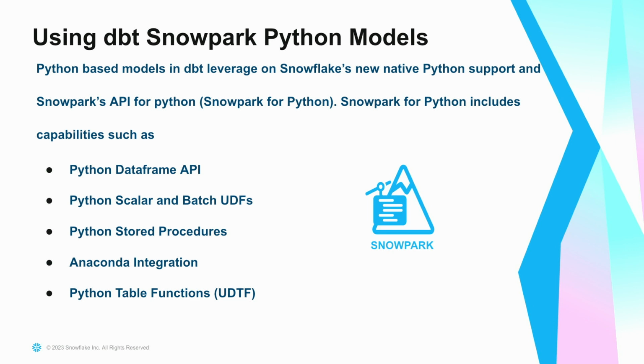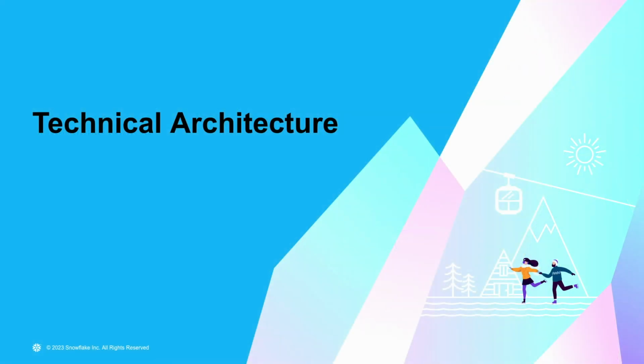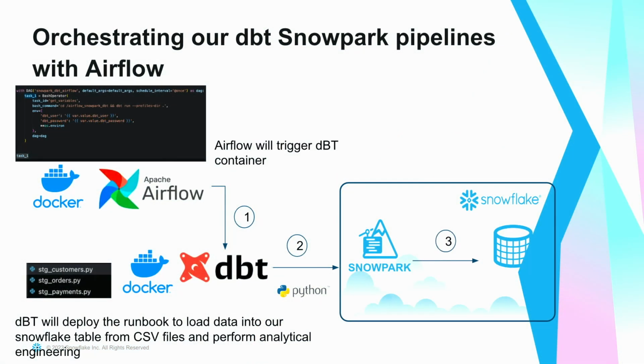At this point, the support for Python-based models in dbt leverages the Snowpark API for pushdown access. So just as a technical architecture, before we go and take a look at the code, and then I'll do a quick demo. In terms of the setup, it's pretty simple.